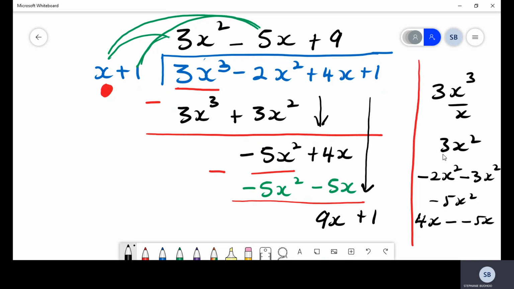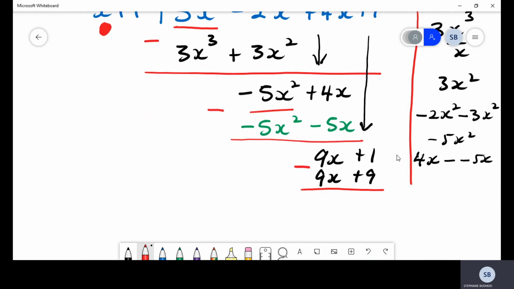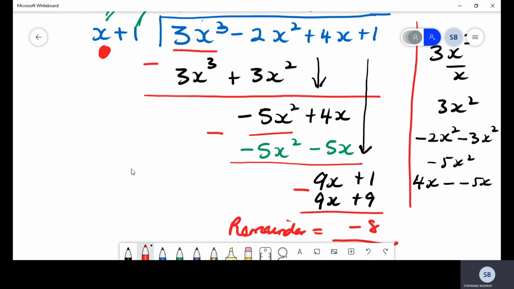And finally, once again, we are going to multiply this 9 by each of these values in our divisor. Multiplying is going to give us 9 times x will give us 9x, and 9 times 1 gives us positive 9. Finally, we are going to perform a subtraction where at the end, you'll see that you end up getting negative 8 as your remainder. So that's how you would use long division to divide a polynomial given a particular divisor.